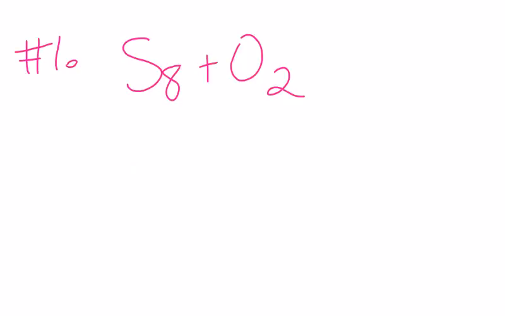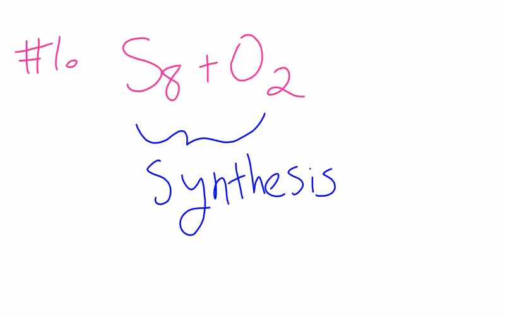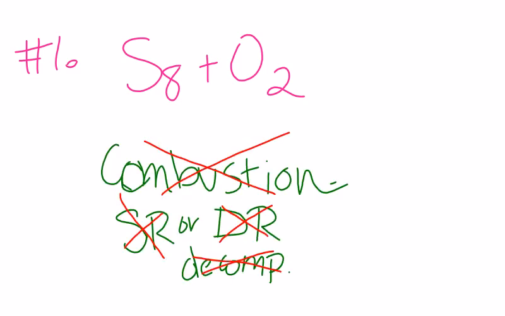Let's start with S8 and O2. We know that this is a synthesis reaction since we have individual elements that will combine to form a single compound. Note it cannot be combustion since there's no hydrocarbon as a reactant. It can't be single or double replacement since there's no compound to switch elements with, and it cannot be decomposition as there's no compound to break into individual pieces.